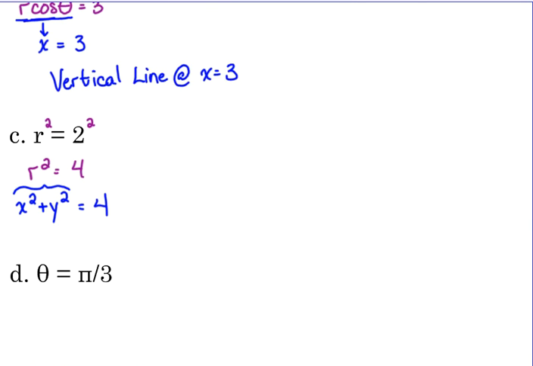Now, we don't have to complete the square on this one because we don't have any linear terms. So this is just a circle with a center at the origin because we're not adding or subtracting anything from the x and the y. And this one also has a radius of 2.